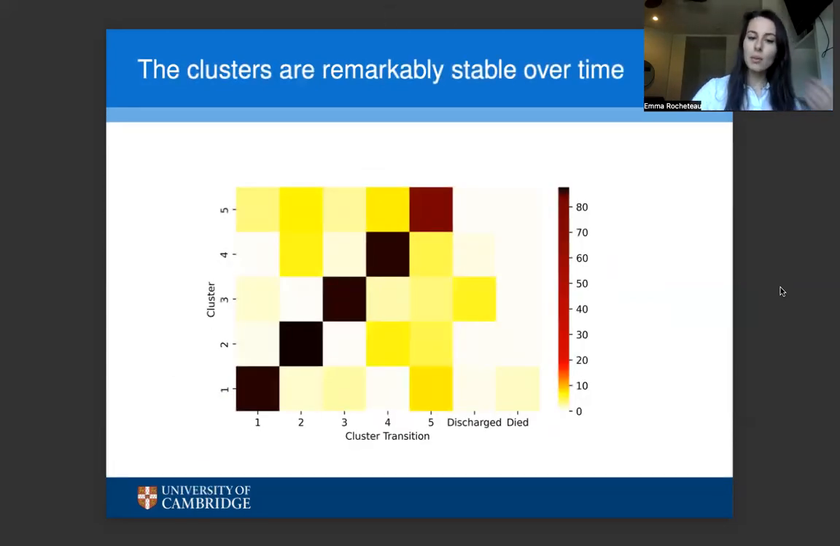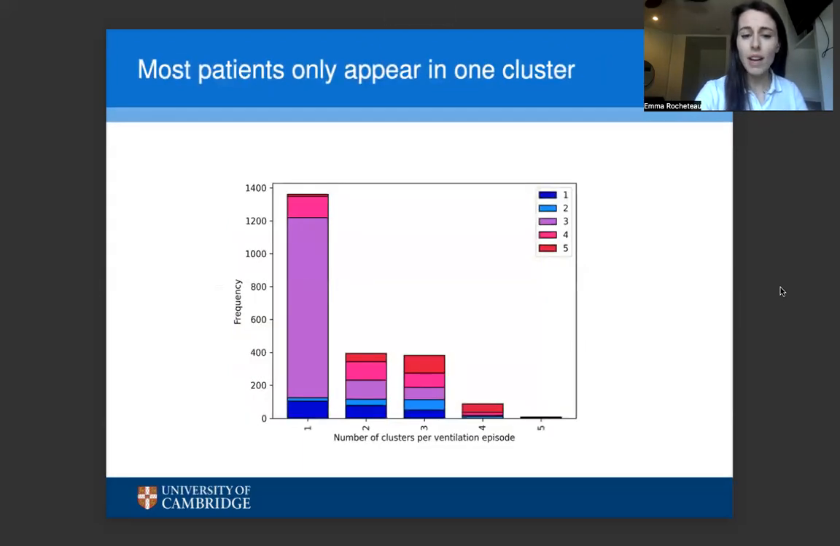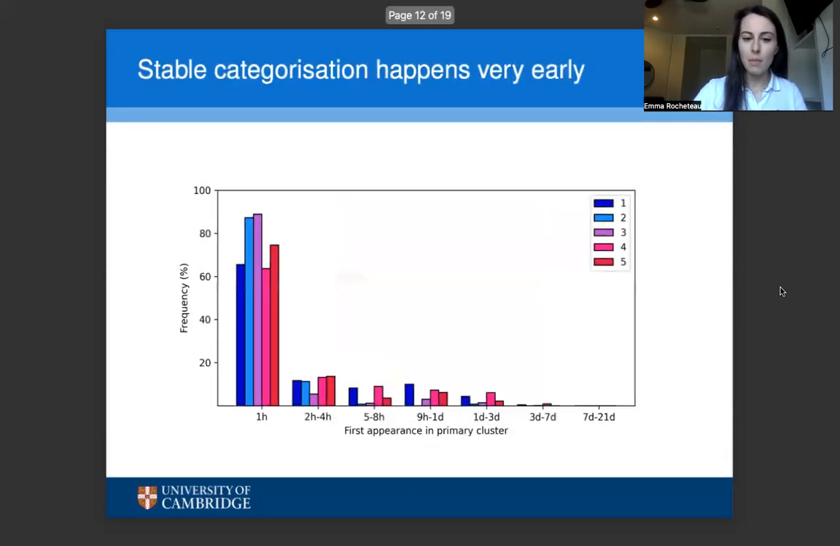It's also reassuring that when we look at the transitions between clusters from one time point to the next, the patient is overwhelmingly most likely to stay in the same cluster. And this is despite not having any explicit temporal smoothing loss function. In fact, when we plot how many clusters the patients appear in during their stay, the vast majority only ever appear within one cluster during their stay.